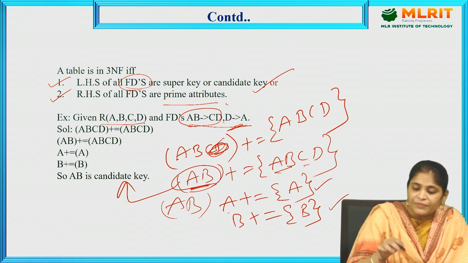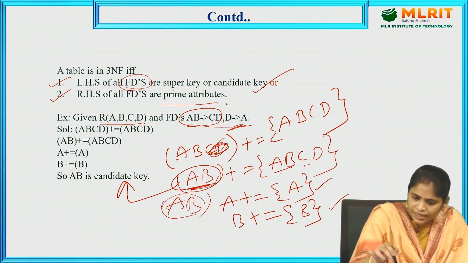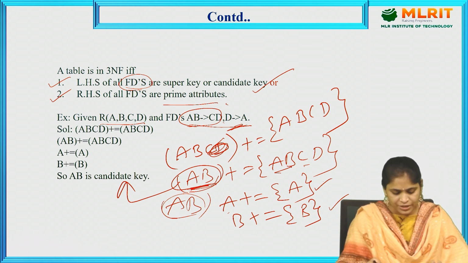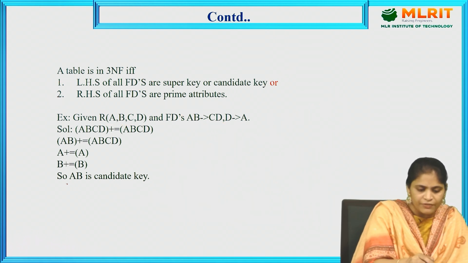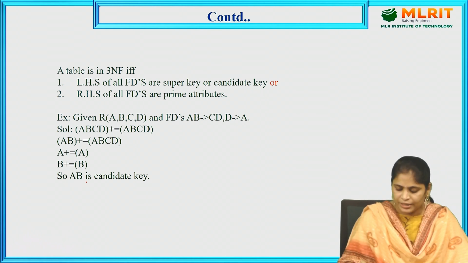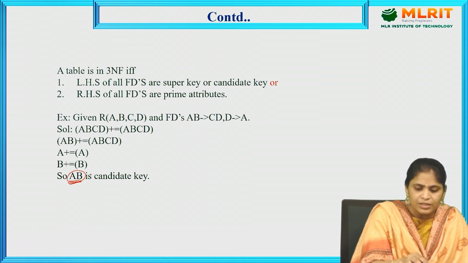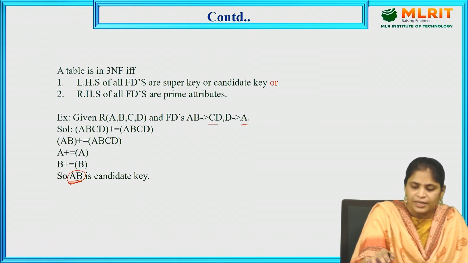Okay. We have to check whether this AB is on the right hand side of the given FDs. From this, we have established AB is a candidate key. That is our first point. These 2 are the prime attributes now. Whether these 2 prime attributes are there in the right hand side? Yes, A is there.